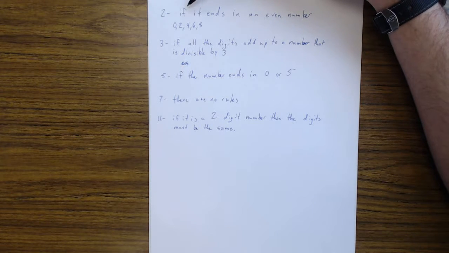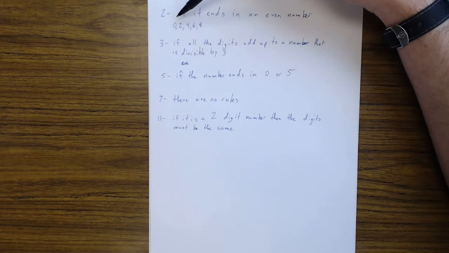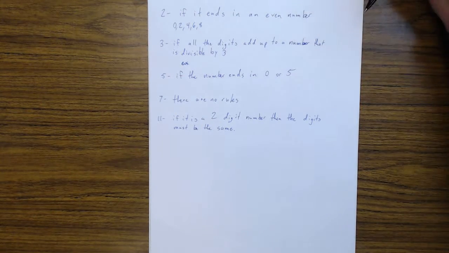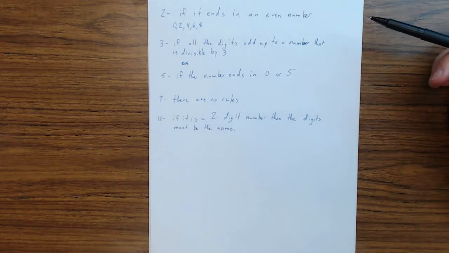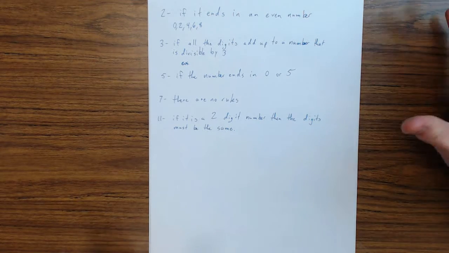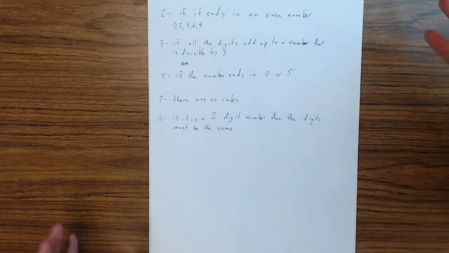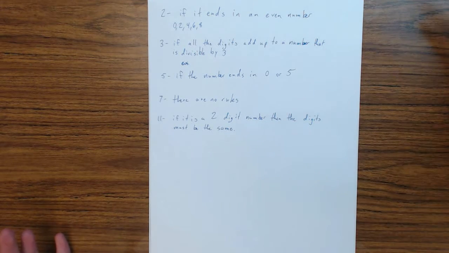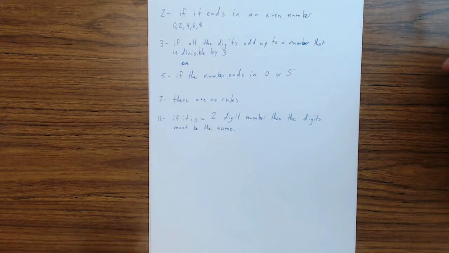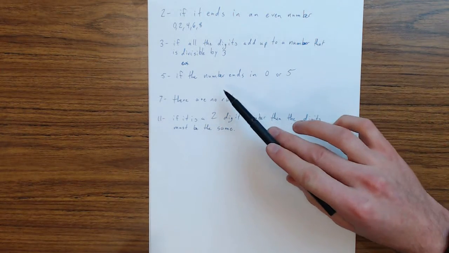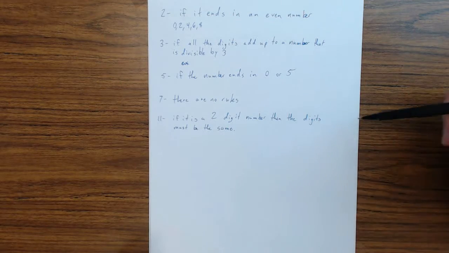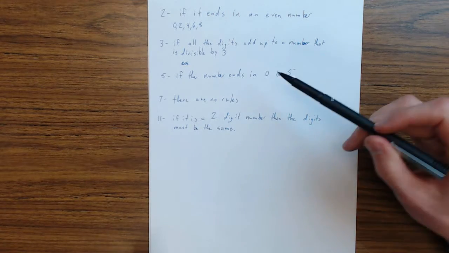if it's divisible by 2, it ends in an even number, and I have a list of evens here: 0, 2, 4, 6, and 8. If it's divisible by 3, then you just add all the digits together in that number. And if the number that's left over after you've added them all together is divisible by 3, so is the original number. Now 5 is nice and easy, it ends in 0 or 5, really quick to check.